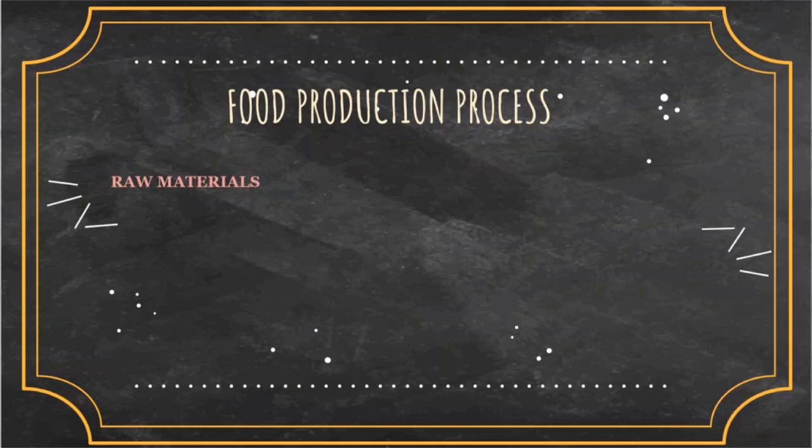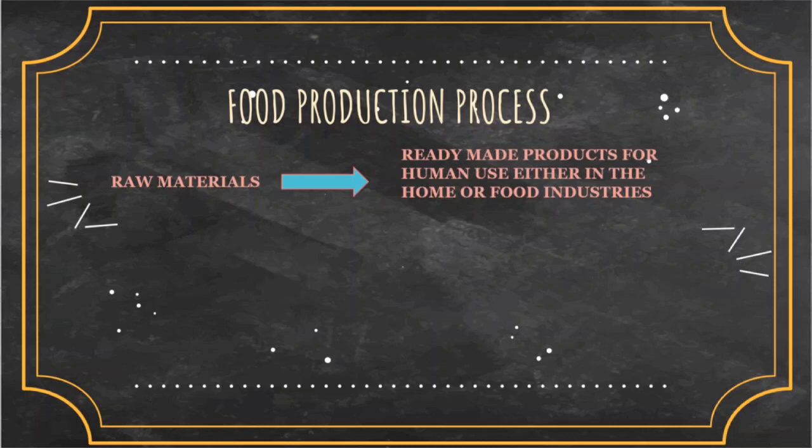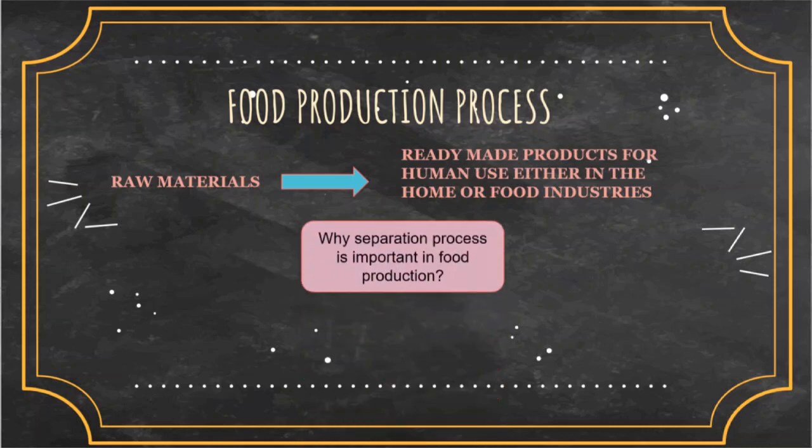Food production process is the converting of raw materials to the ready-made products for human use either in the home or food industry. Why separation process is important and how it is involved in the food production process. There are a few other reasons, but we are choosing these 3 main reasons.